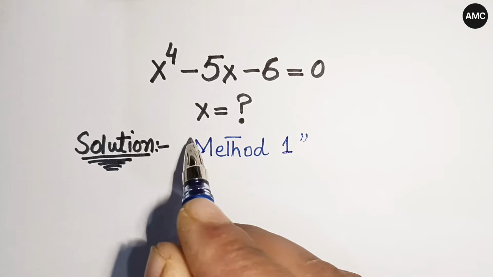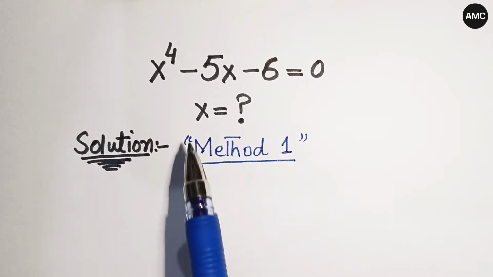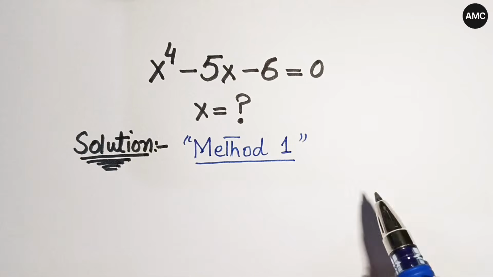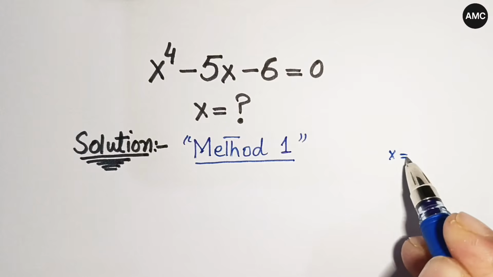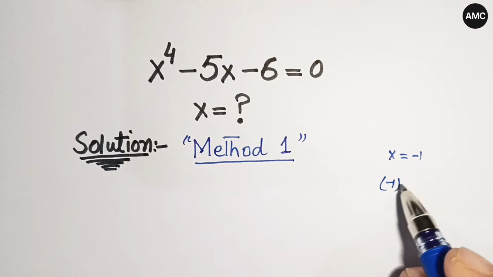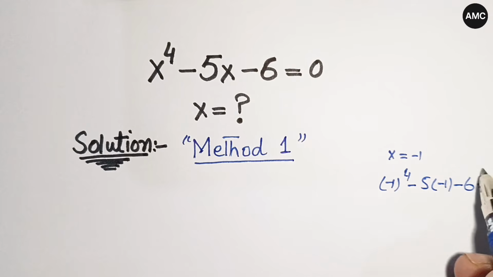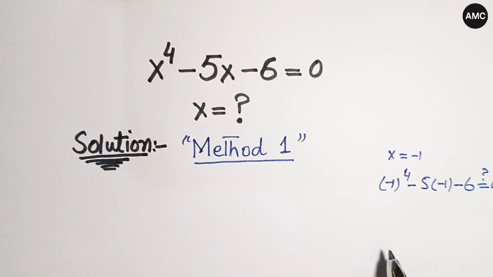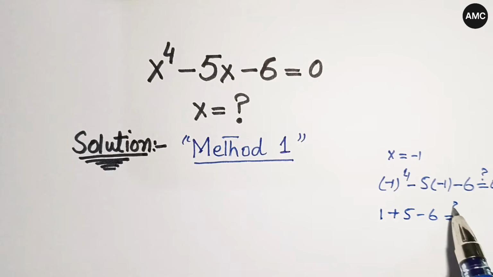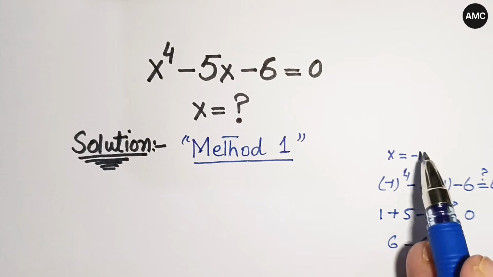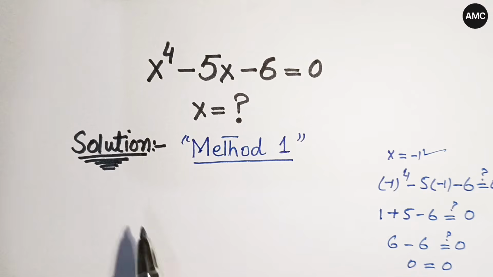Before starting this method, we just check what happens if we put the value of x as minus 1 in this equation. If x is equal to minus 1, it will be minus 1 whole to the power 4 and minus 5 times minus 1 minus 6 is equal to 0. So it will be 1 plus 5 times 1 is 5 minus 6. Is it equal to 0? Here we see that 6 minus 6 is equal to 0. Then we notice that x is equal to minus 1 is a solution to this equation.